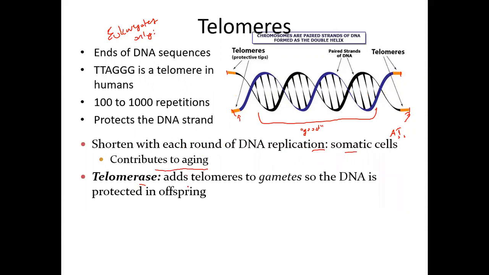So telomerase is the enzyme that adds telomeres to gametes. Basically there is an enzyme that actually adds these telomeres, but for some reason that enzyme, telomerase, is only active in gametes. So once a newborn baby is viable and actually given birth to, telomerase no longer functions.